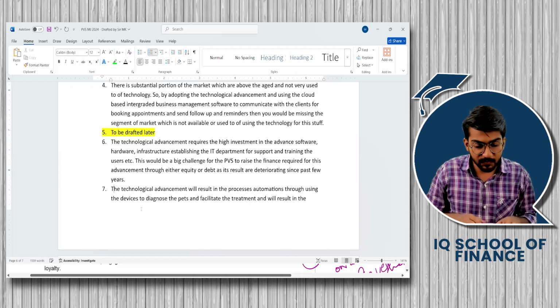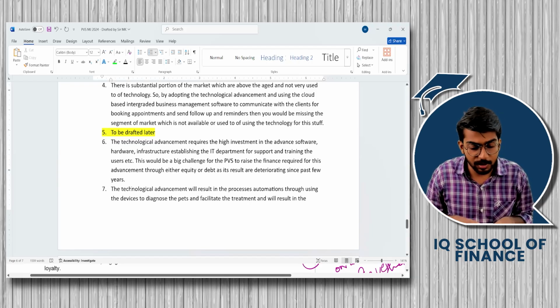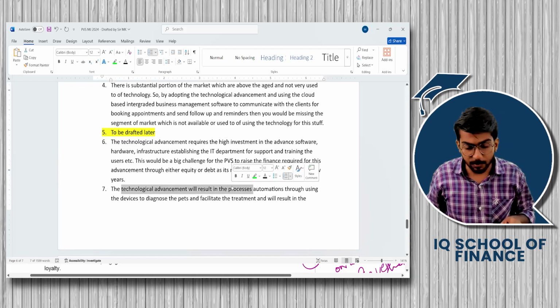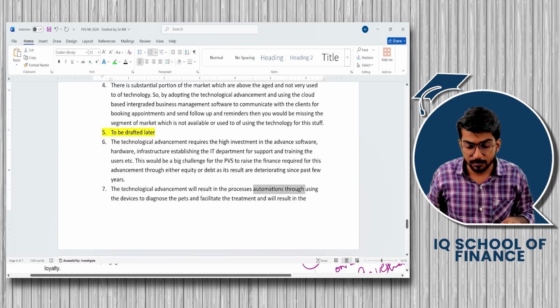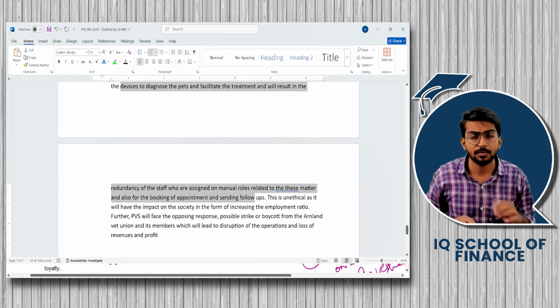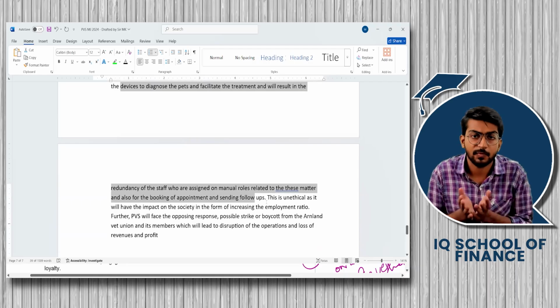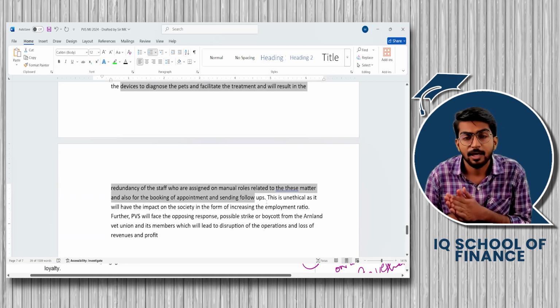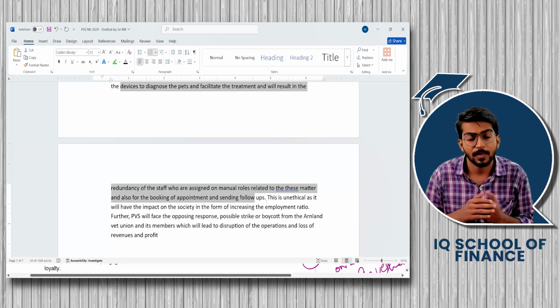So what I have drafted: the technological advancement will result in the automation of processes through using devices to diagnose the pets and facilitate the treatment, and will result in the redundancy of the staff who are assigned on manual roles related to these matters, and also for the booking of appointments and sending the follow-ups. These things were previously done by the employees, and now they would be done by the software.